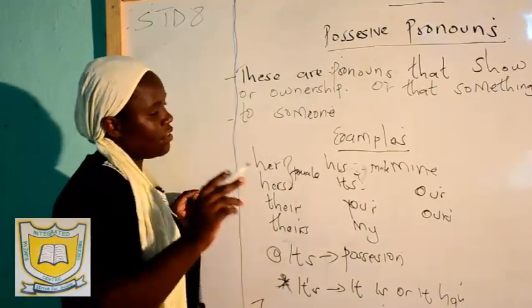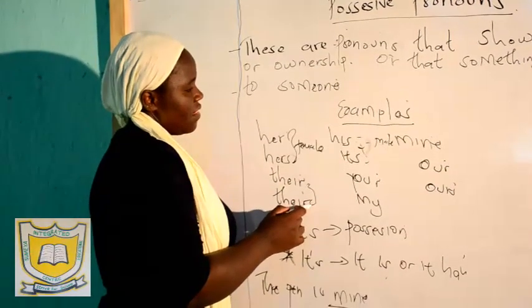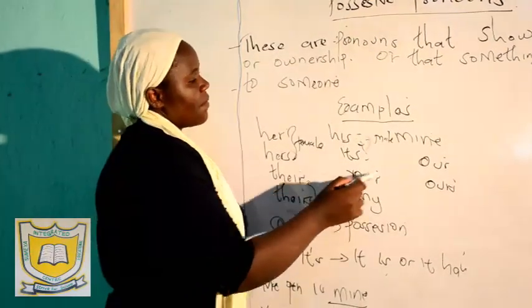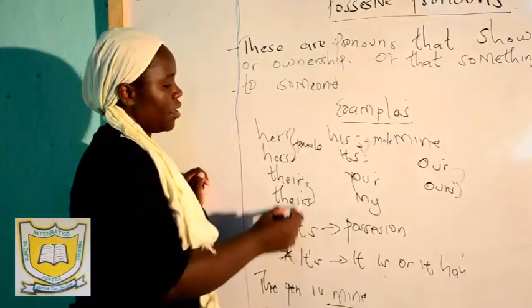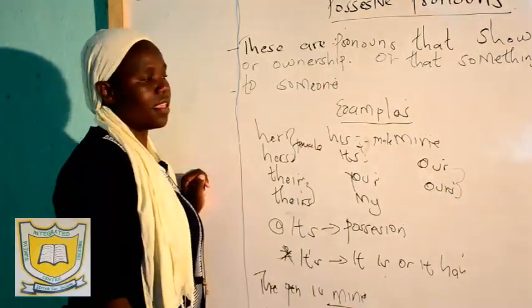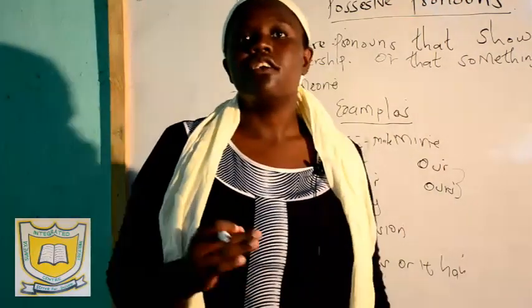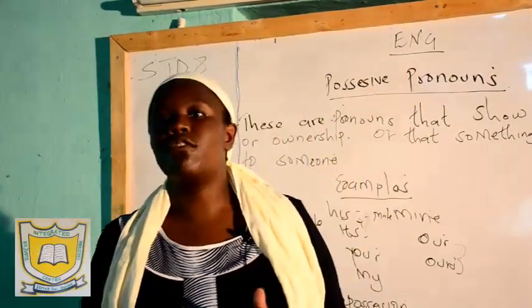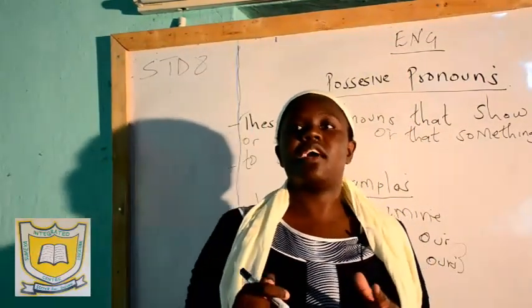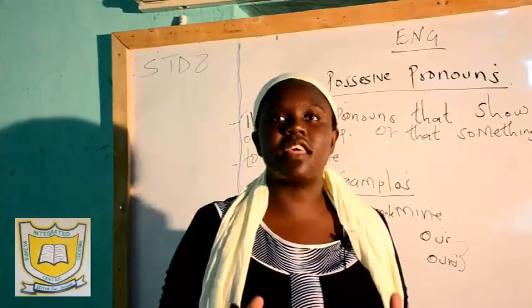But if you want to talk about plural, then you have their, theirs, and then you have our, ours. Those ones are plural. It means more than one. For example, two girls are sitting on the front desk, so the desk is theirs. Class 4 pupils are in class, so the class is theirs.